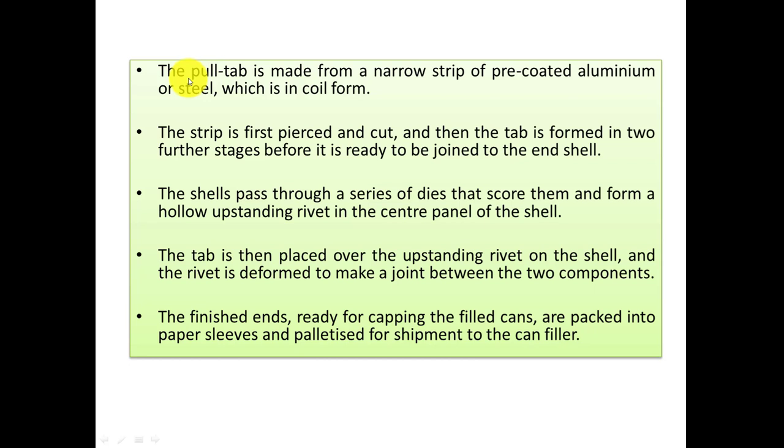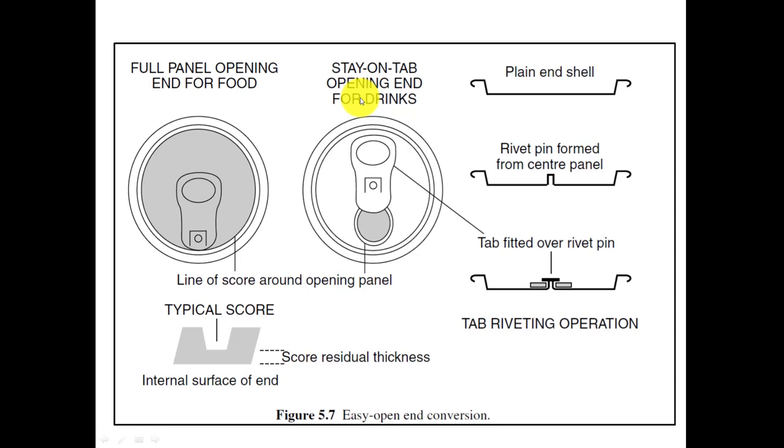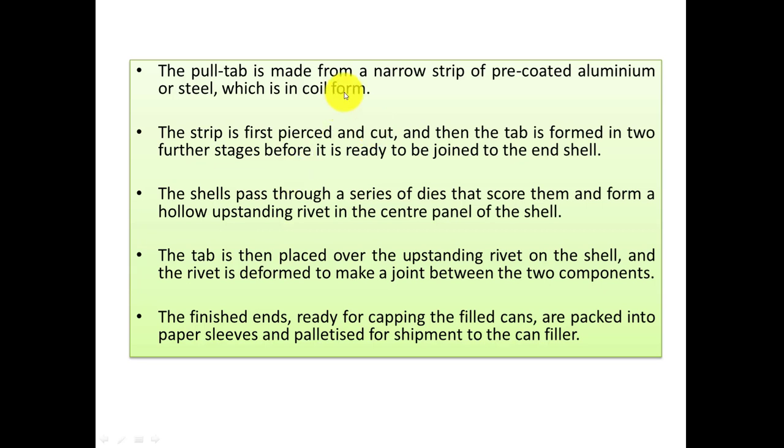The pull tab is made from a narrow strip of pre-coated aluminium or steel which is in coil form. What is a pull tab? This is the pull tab. Okay, so this is made up of a narrow strip of pre-coated aluminium or steel. The strip is first passed and cut, then the tab is formed in two further stages before it is ready to be joined on the end cell.